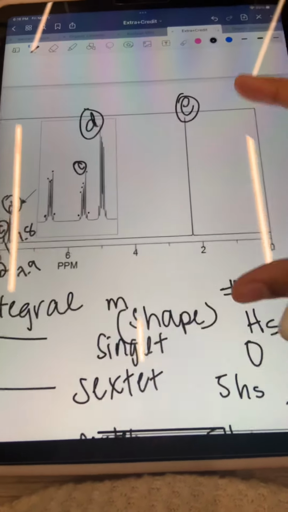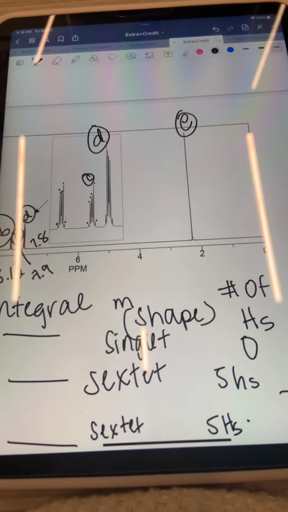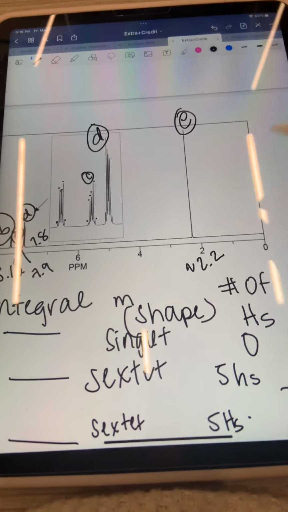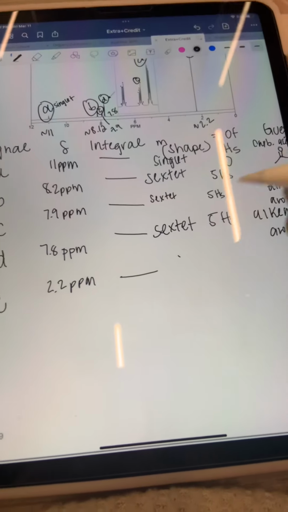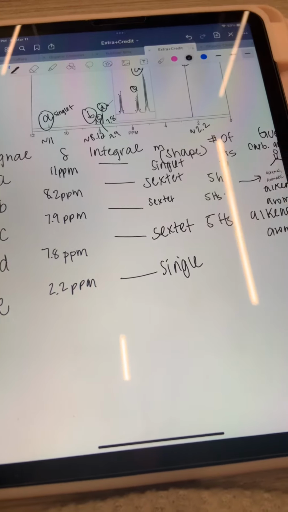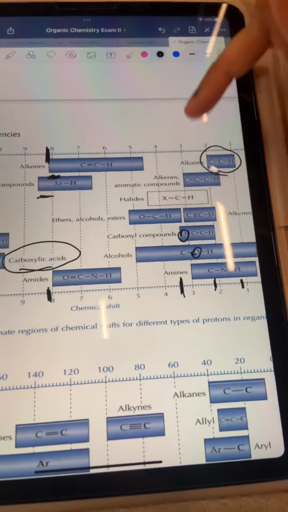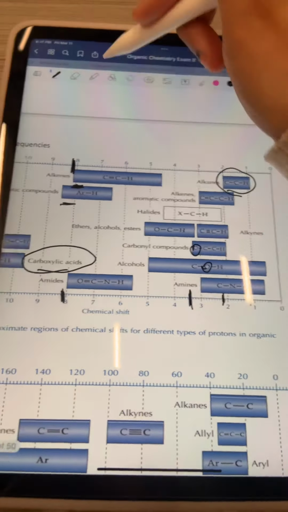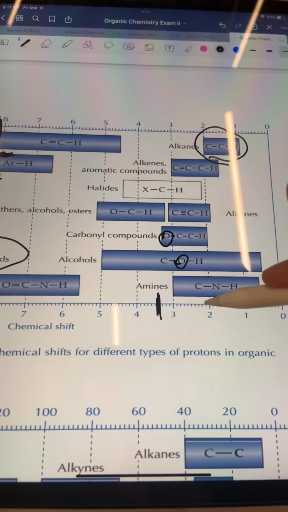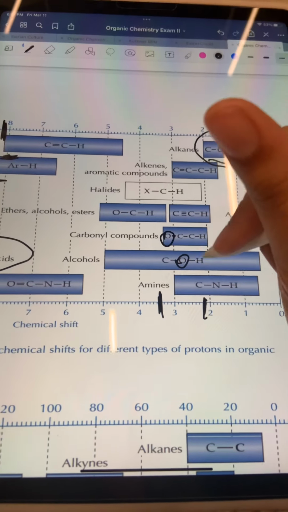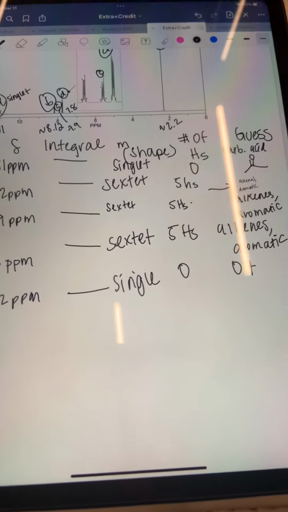And then last but not least, we have this singlet over here for E. So E is going to have a ppm value of 2.2, let's say. So we go down here and fill out 2.2 ppm. As mentioned, this is going to be a singlet, which means it's going to have 0 hydrogens next to it. And then if we go to the frequency table for NMR, we see that around the value of E, we're going to have alcohols. So this is most likely going to be our alcohol functional group.